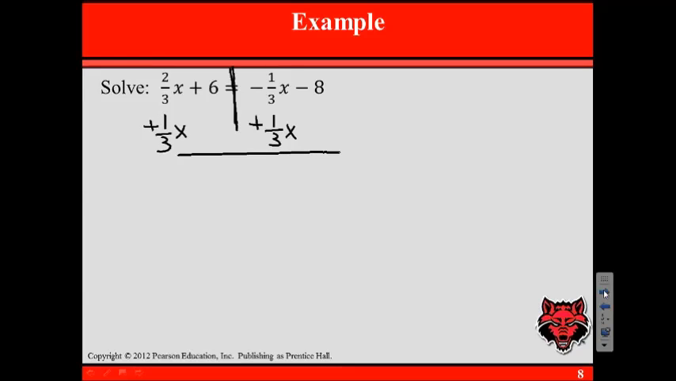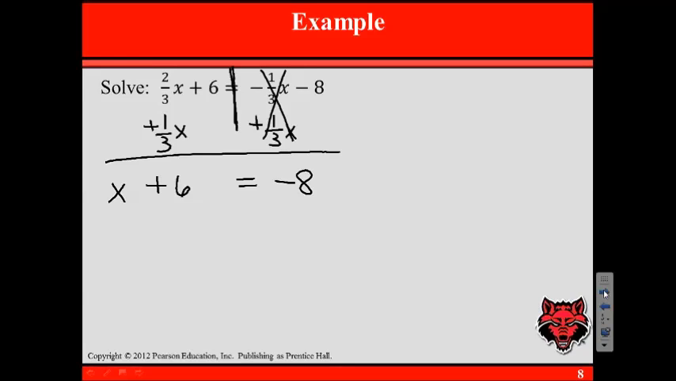It's very important that you do it to both sides and not twice on the same side. So on the right side of the equation, negative 1/3 x plus positive 1/3 x, those cancel. Those are opposites. And we're left with a negative 8. On the left-hand side of the equation, 2/3 x plus 1/3 x equals 3/3 x, or 1x. We'll also have a plus 6.